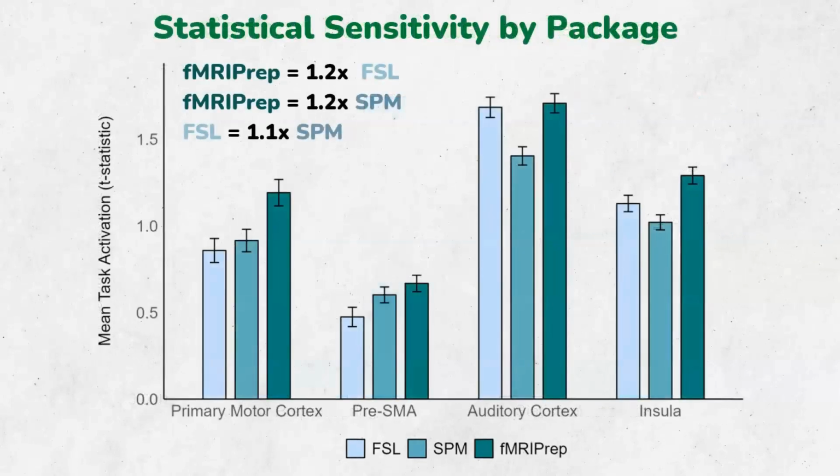When we look at our performance measure again, task activation, this time looking in 4 different regions, we can see this varies somewhat by region, but overall, fMRI Prep does do a bit better than the other packages. It produces about 20% higher evidence of statistical activation, which isn't nothing. That's a pretty good bump, but it's obviously not in line with the bump that we see in carbon emissions.